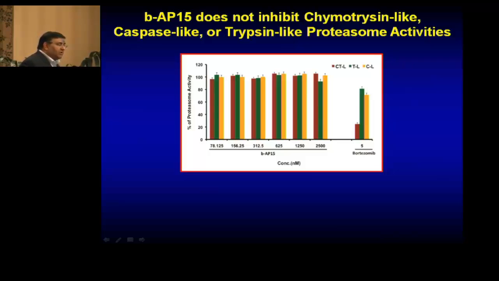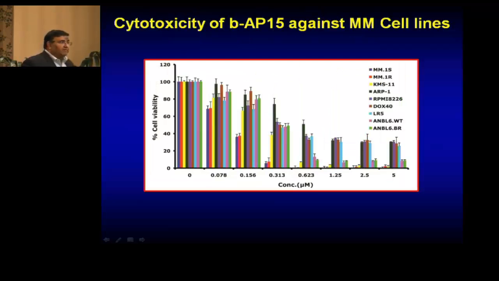So this drug inhibits the DUBs. It inhibits the cellular proteasome function, but it does not affect the proteasome activity. We then next directly examined the effect of b-AP15 in our multiple myeloma cell line models, patient cells, as well as in our animal models.